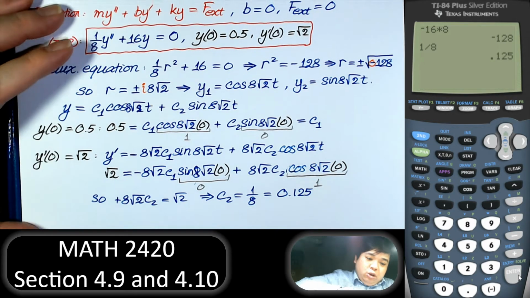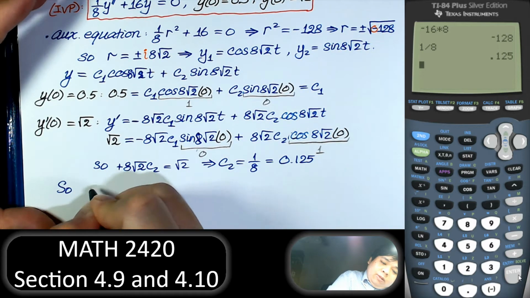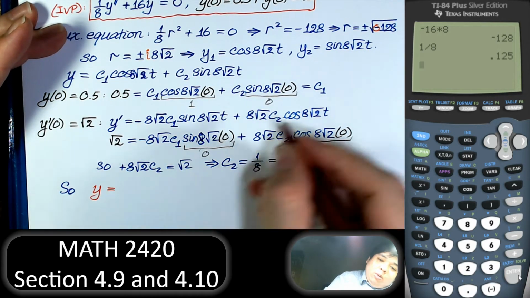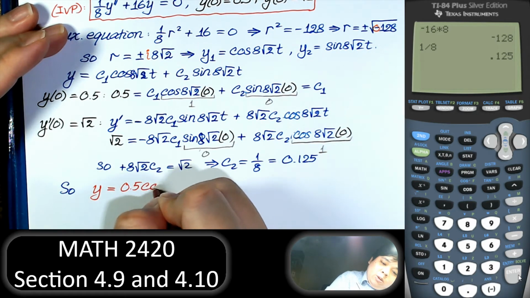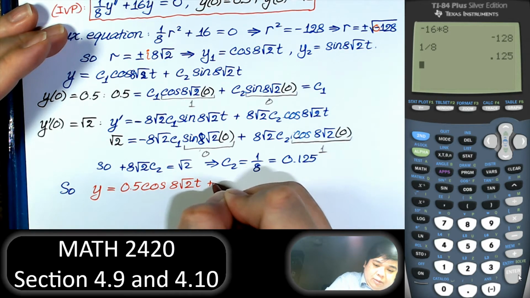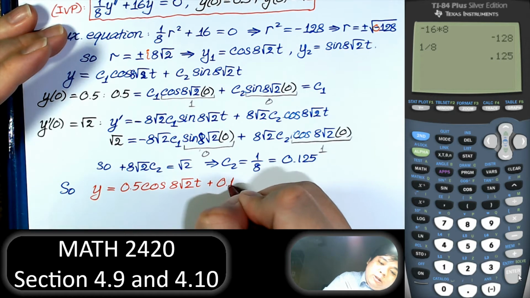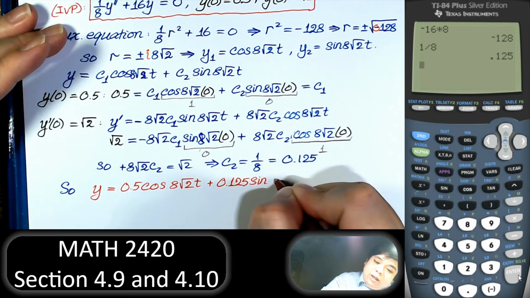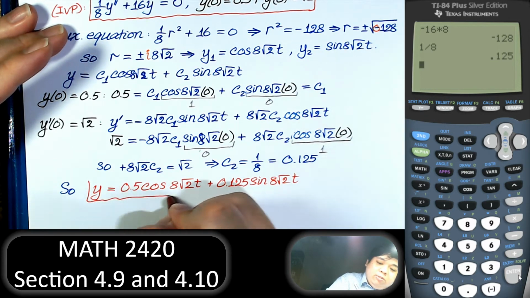Right, so put them together, we have the equation. y equal to c1, c1 is 0.5, cosine of 8 square root of 2t, plus c2 sine of 8 square root of 2t. So we have the solution.